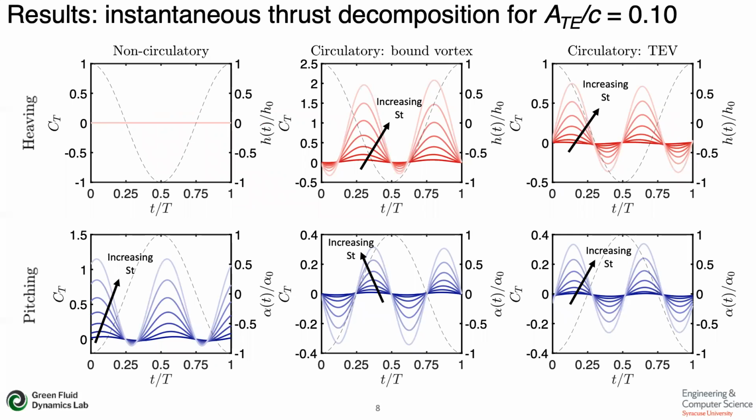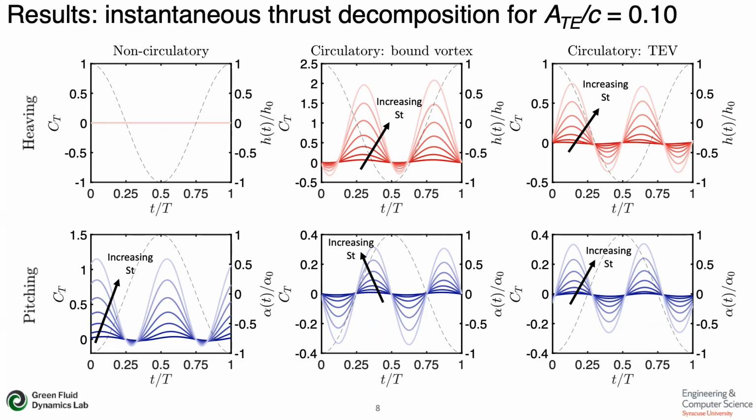Here I'm showing the instantaneous thrust decomposition for heaving in the top row and pitching in the bottom row at the trailing edge amplitude of 0.1. It can be seen here that the non-circulatory thrust coefficient for the heaving foil remains 0 for the entire motion cycle. This makes sense because non-circulatory force is basically the force that is felt by the foil as it pushes against the adjacent fluid. Because the foil here is heaving up and down, the non-circulatory force is only felt in the vertical direction.